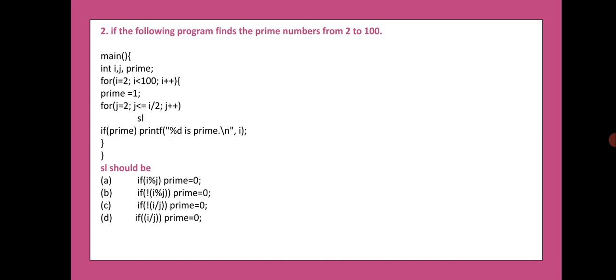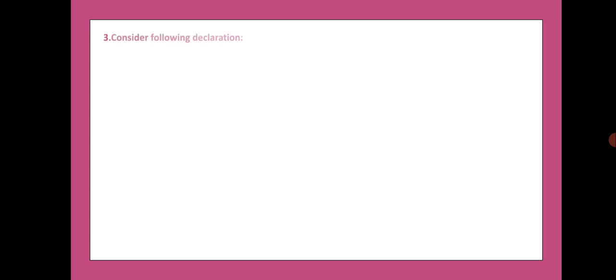So SL should be what then? It's simple: if i percent j, the remainder is 0, then i is divisible by j, hence it cannot be a prime number. So prime should be 0. So if not i percent j, prime equals 0 should be the answer. So the answer is B. Let's move on to another question.